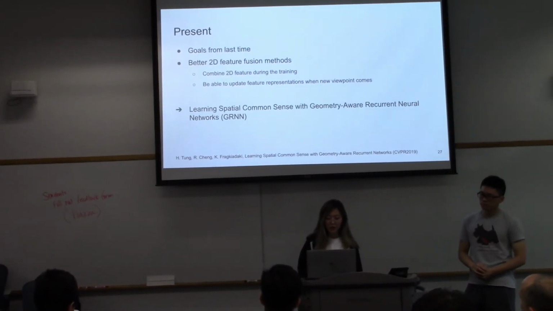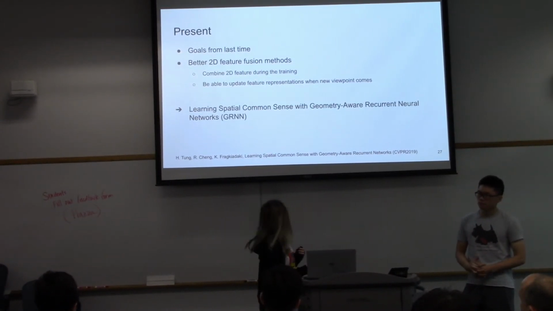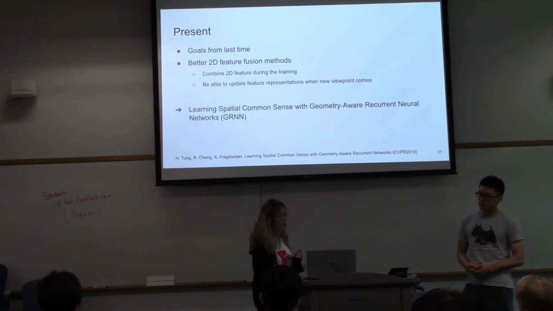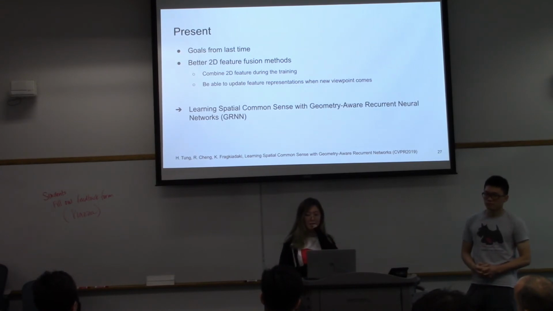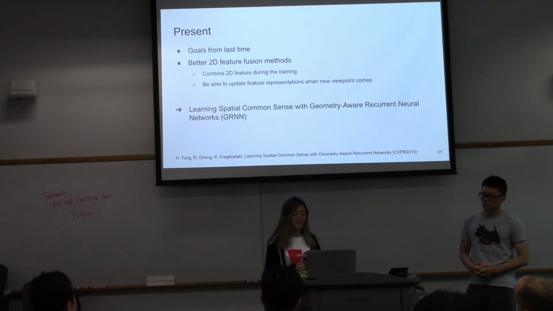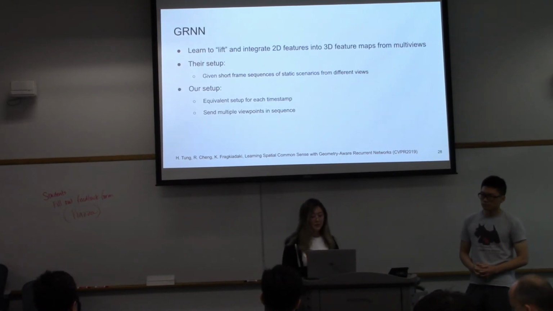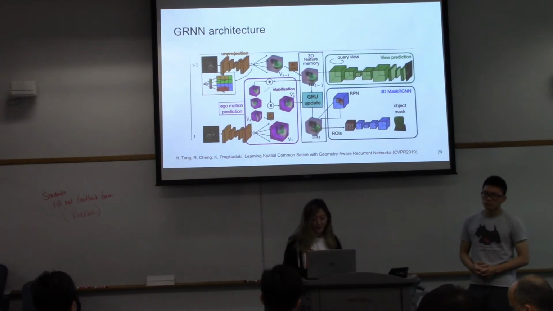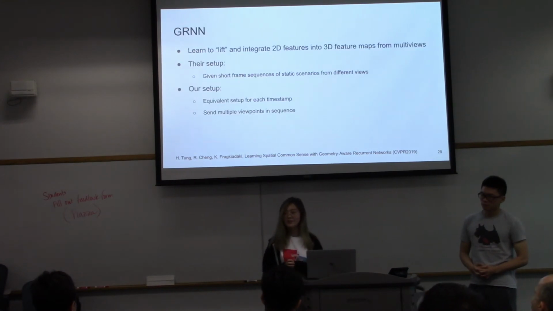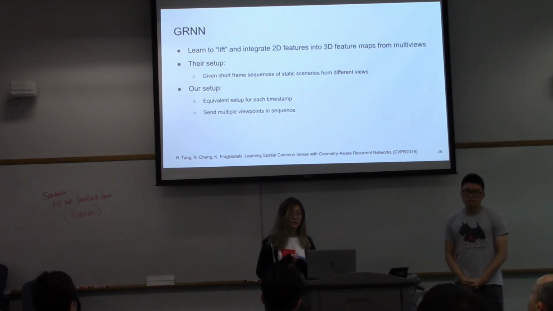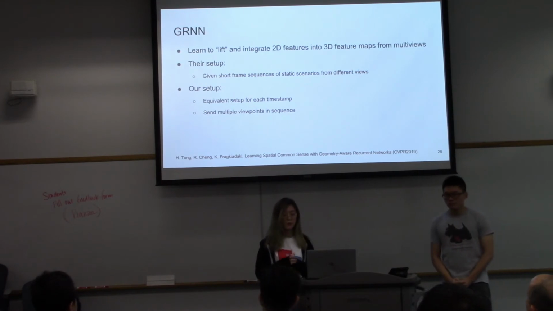So we found this new paper. It is called Learning Spatial Concepts with Geometry Aware Recurrent Neural Network, and it is presented by our supervisor, Katerina. It is a paper from CVPR 2019. The GRNN learns to lift and integrate the image features to 3D from multiple views.